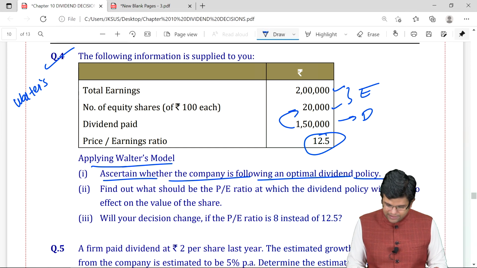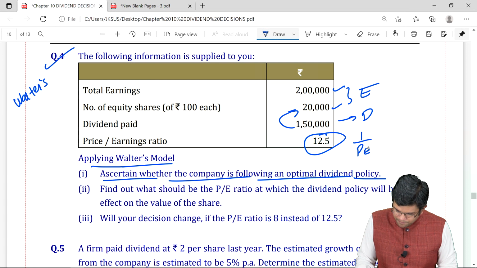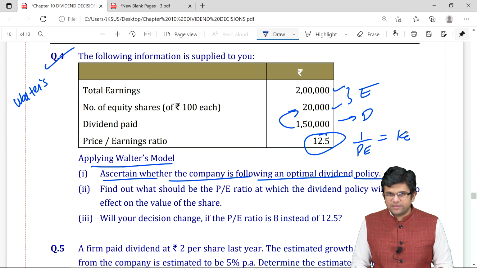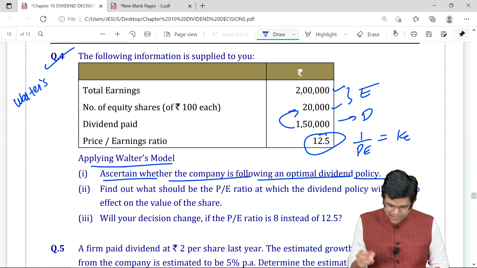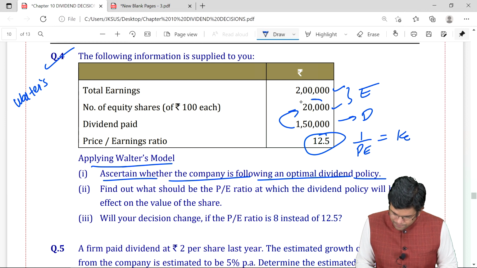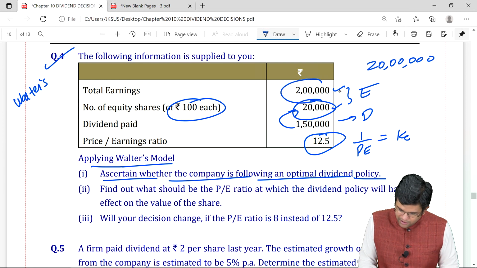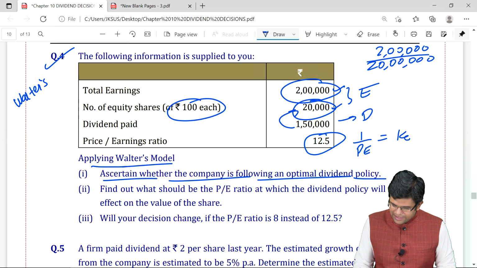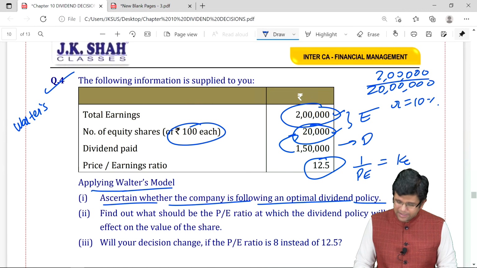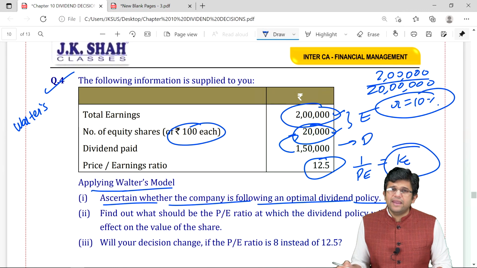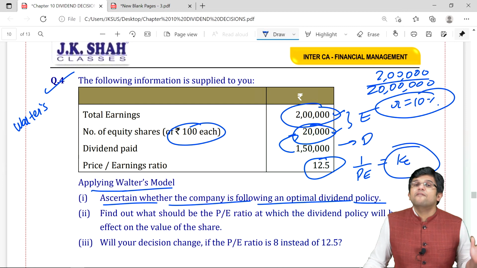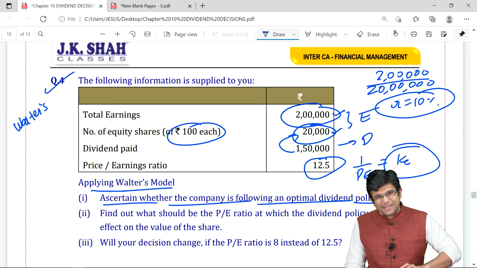Children, do you understand here that if I do 1 upon PE, I will get K? This is one thing. Secondly, children, can I say that here 20,000 shares into 100, which means total investment here is 20 lakhs, and earnings are 2 lakhs. So, children, do you realize 2 lakh upon 20 lakh into 100, you will get the R as a percent. Everybody clear? And children, by comparing R with K, you can understand according to Walter whether the dividend payout ratio should be 0 or 100.